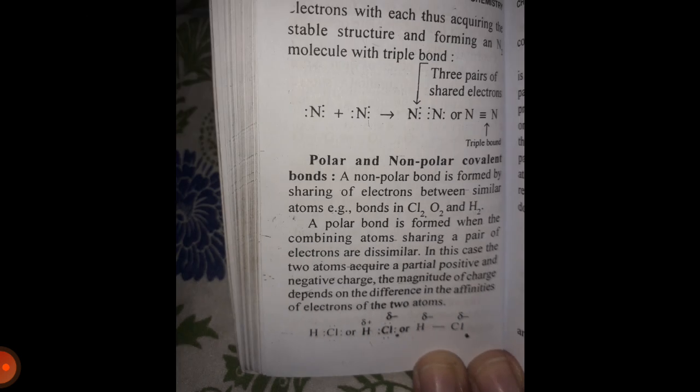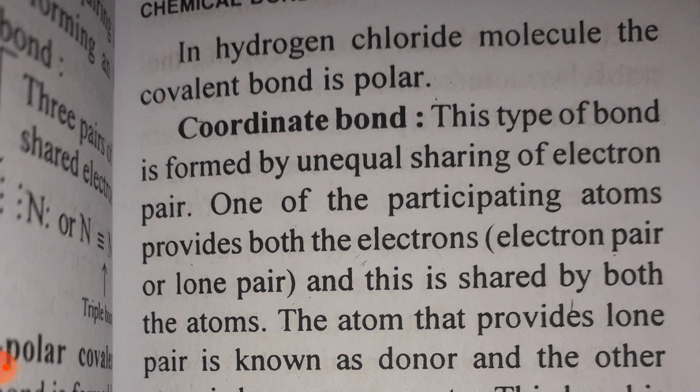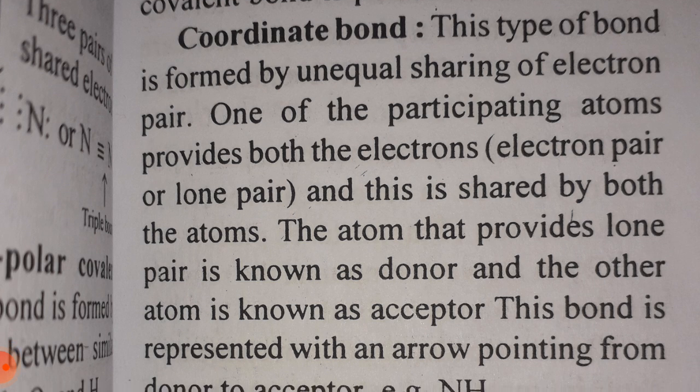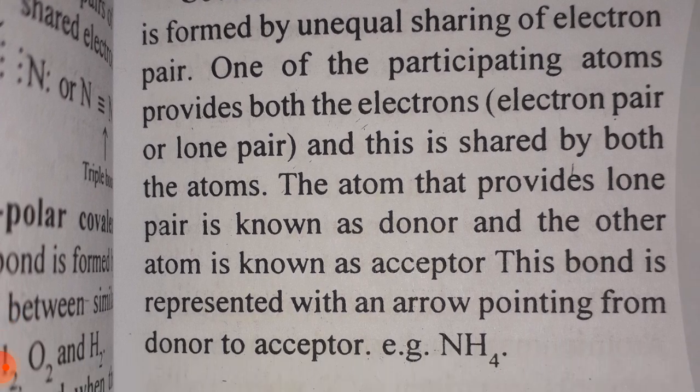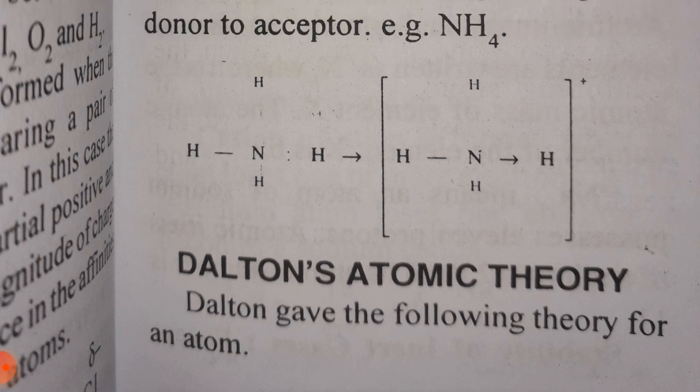Hydrogen chloride. In the hydrogen chloride molecule, the covalent bond is polar. A coordinate bond is formed by unequal sharing of an electron pair. One of the participating atoms provides both electrons, the lone pair. This is shared by both the atoms. The atom that provides the lone pair is known as the donor and the other atom is known as the acceptor. This bond is represented with an arrow pointing from the donor to the acceptor, for example NH4 plus.